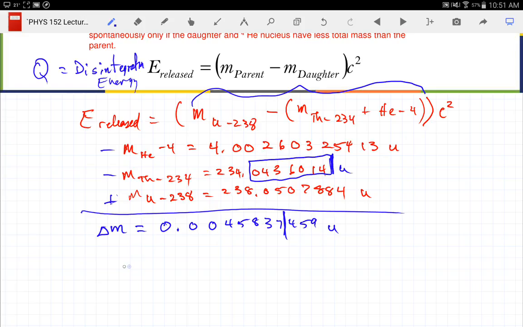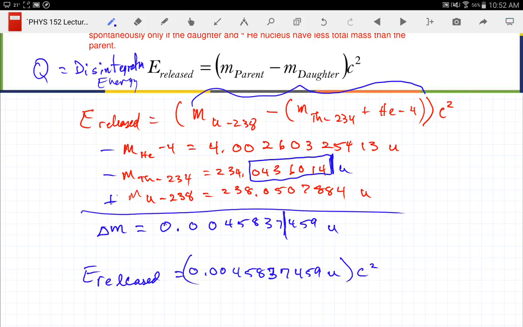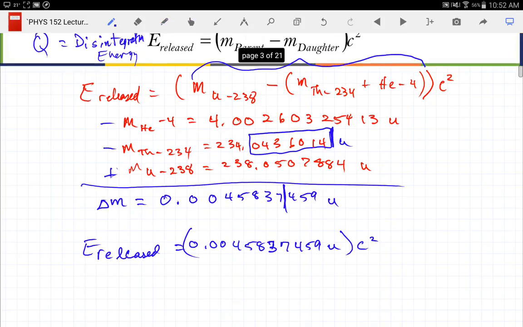So if that's delta M, then the energy released, that's not how you spell released. Now I'm going to copy this onto the next slide because the next slide has the numbers we're going to use. So let's go to the next slide.